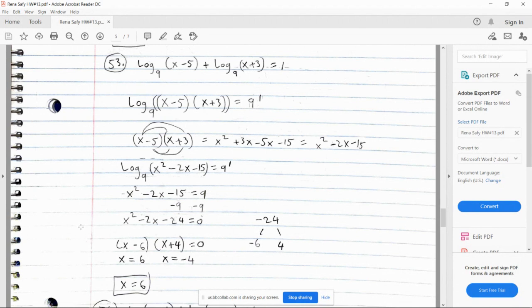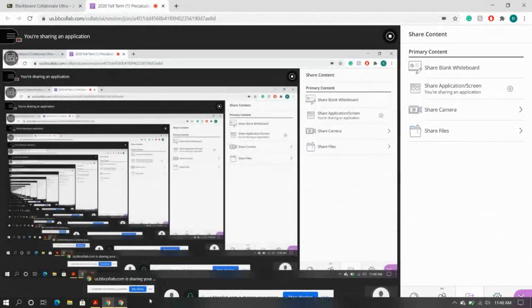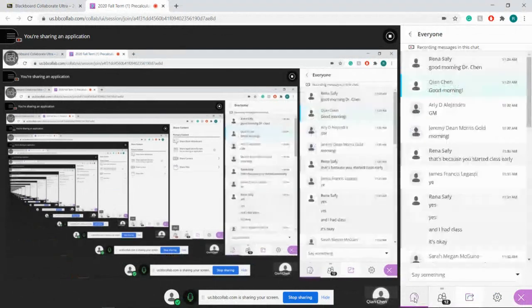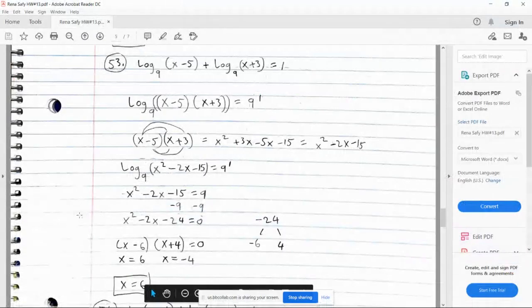You see that? So x minus 5 times x plus 3 equals 9 raised to 1. Your screen disappeared. No. Okay, it's back. Okay, so let me count it.